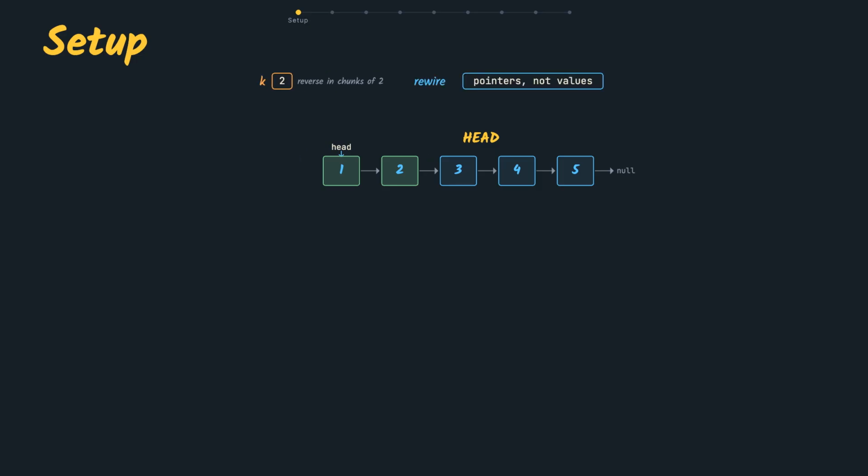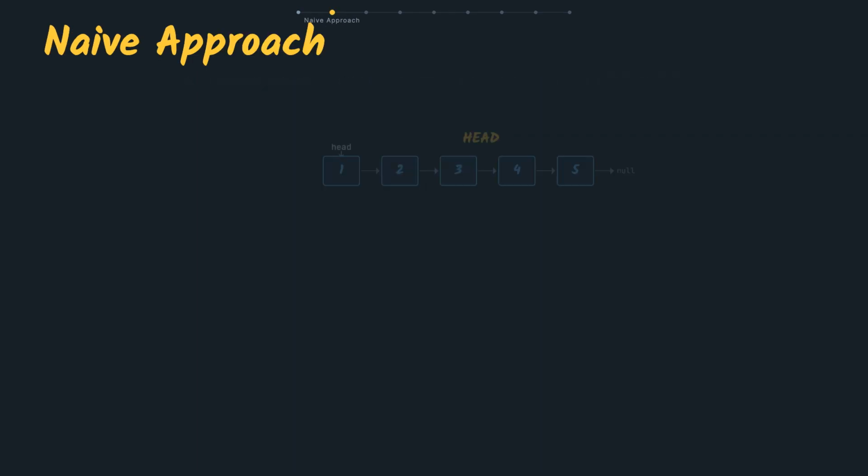One important rule. We don't change the values. We rewire the actual nodes, the pointers themselves. And if the tail has fewer than k nodes left, it stays as it is. No partial reversals.